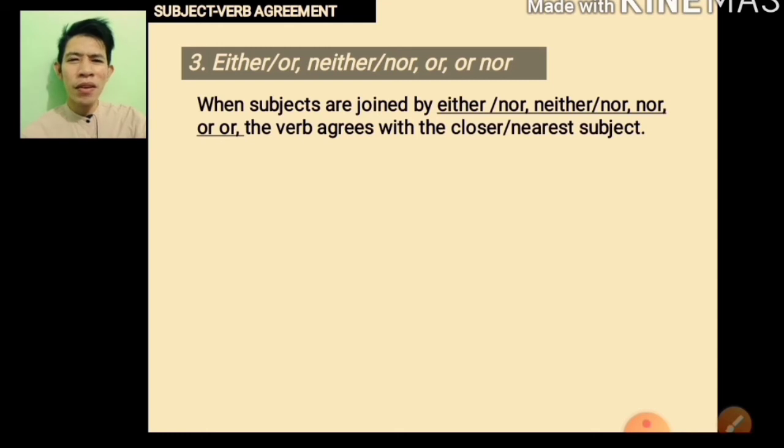Next. Either or, neither nor, or nor. Ano ibig sabihin nun? When subjects are joined by these, either or, neither nor, or nor, the verb agrees with the closer or the nearest subject. Again, kapag daw ang subject ay joined by either or, neither nor, mag-agree ang verb sa pinakamalapit na subject.